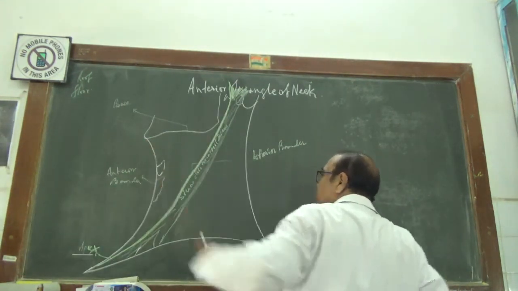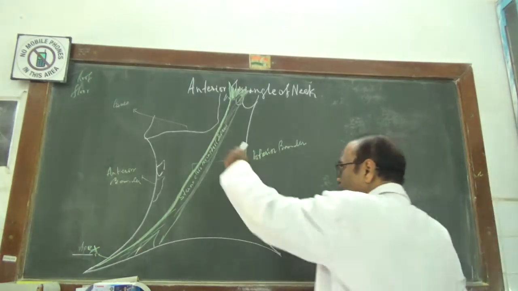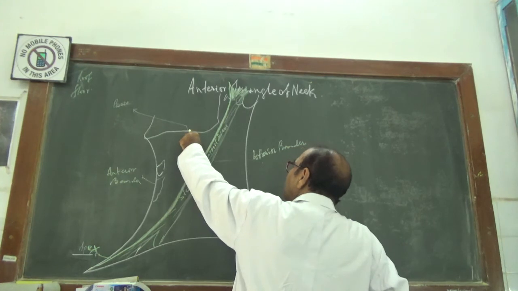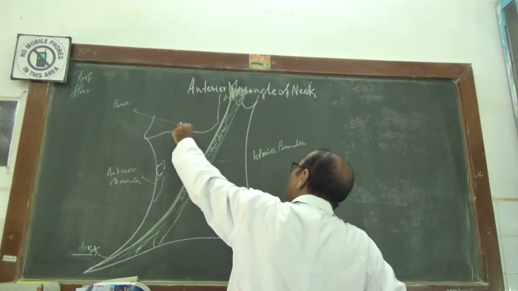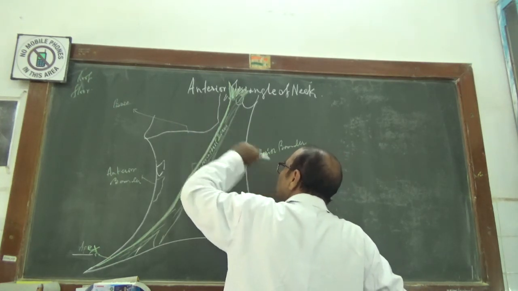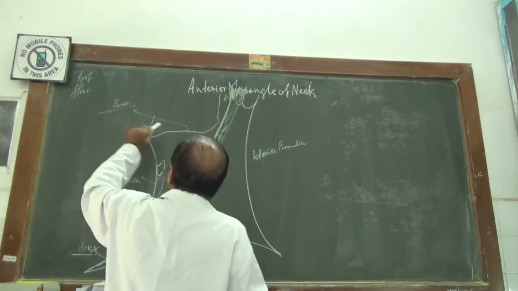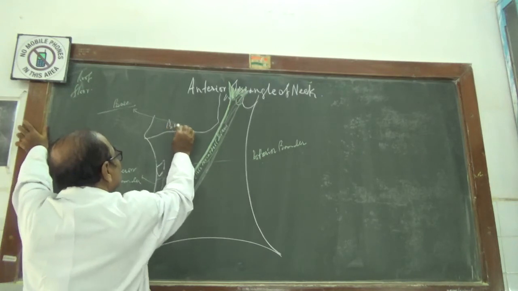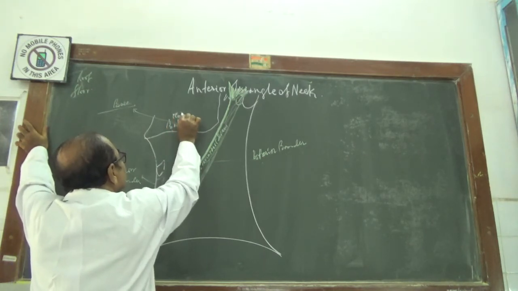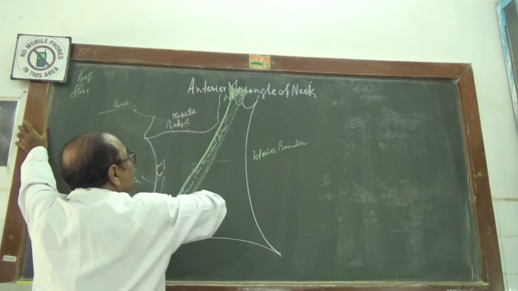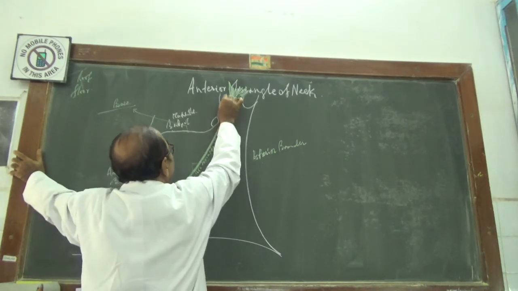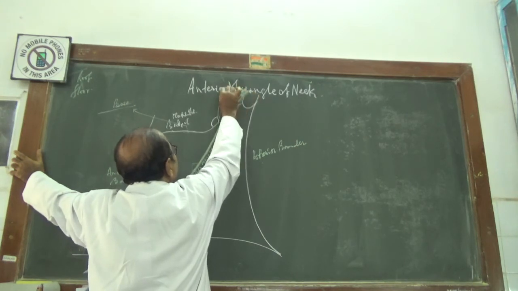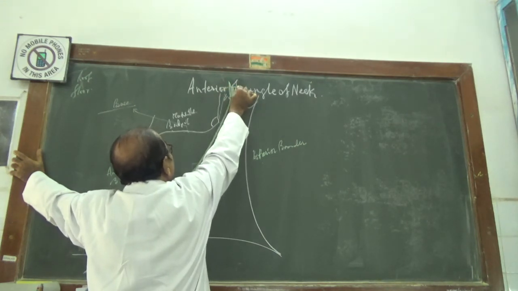Now the base. The base is directed upwards. It is not straight upwards, it is a little lateral. It is formed by the lower border of the body of the mandible, and the line from the angle of the mandible to the mastoid process, as well as the supramastoid crest. This is the base.